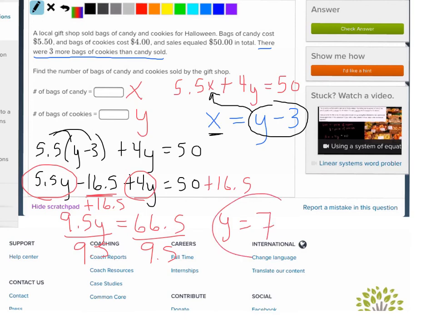7? And so what we're saying is we have 7 bags of cookies, but we don't know how many bags of candy we have, do we? Well, I can take my y equaling 7. You see my y equals 7? And I can put it in for y right here. What's 7 minus 3? 4. And so what we're saying is, okay, we've got 4 bags of candy and 7 bags of cookies.